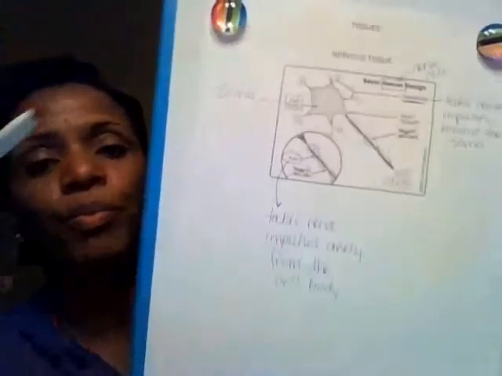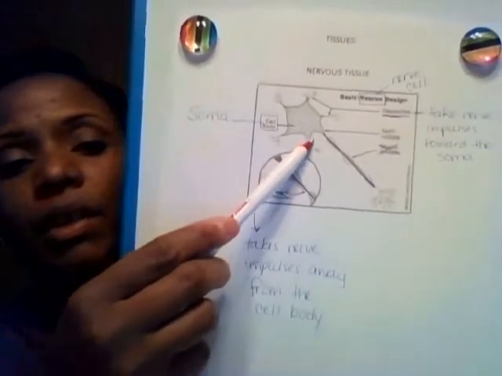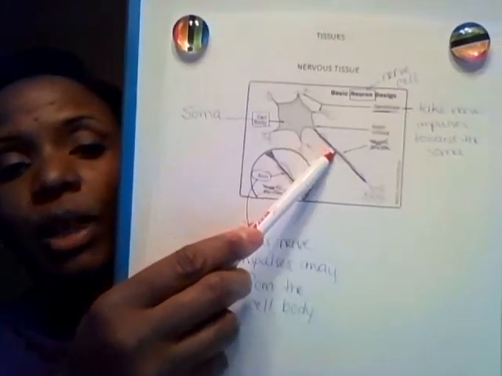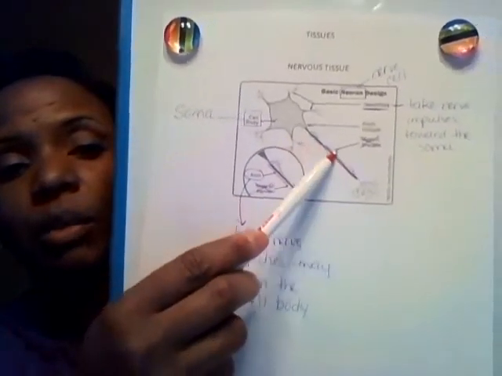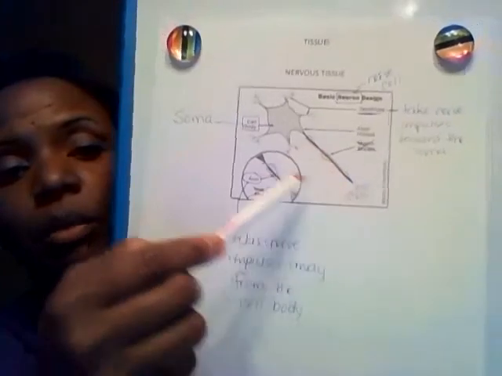So if you notice here, this is the area that they've blown up from here. I tried to make the axon a little bit darker through here, but they've taken this and blown it up over here.